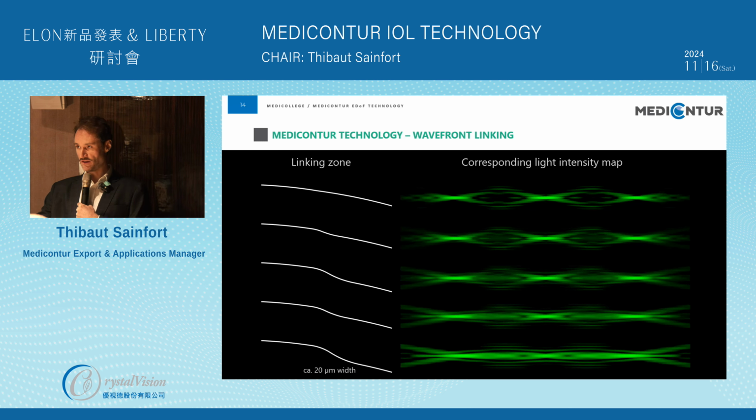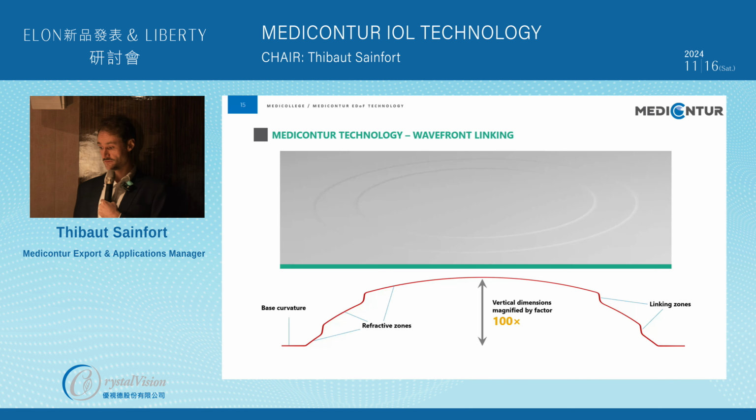Again, you can see at the very top there is no linking zone, so you have a refractive trifocal lens. When you link the zones with the wavefront linking technology, in between the 3 refractive zones, you will extend each of your focal points until you have this line.